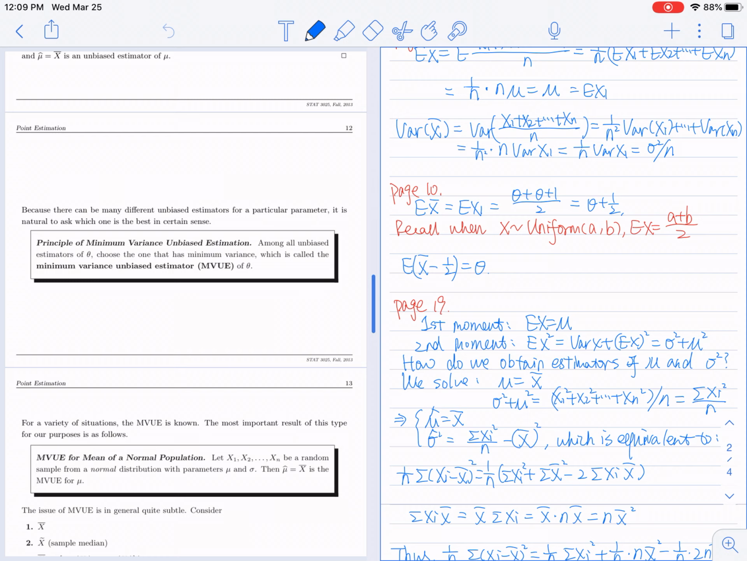So which estimator do we choose? Do we choose x1 as an estimator of mu, or do we choose x bar as an estimator of mu? So here we introduce the principle of minimum variance unbiased estimation. So that is to say, we can choose among all of the unbiased estimators the one that gives us the minimum variance.